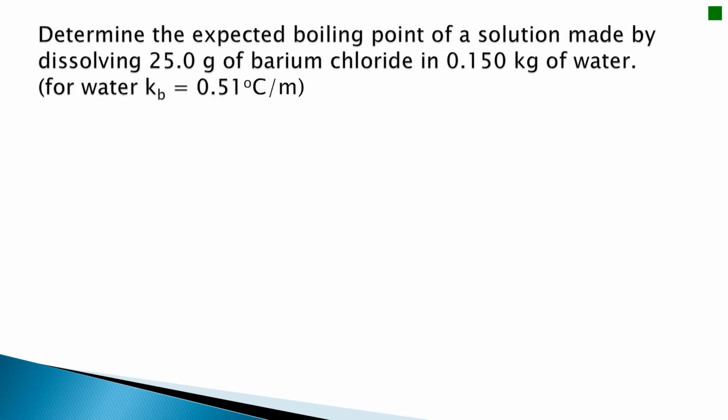So to do a problem, we're just going to start working on it. Determine the expected boiling point of a solution made by dissolving 25 grams of barium chloride in 0.15 kilograms of water. Okay, and then it tells us the boiling point constant for water. The first thing you need to do to use your delta T of boiling equals KIM is know your molality. To know molality, you first have to figure out the moles of barium chloride you used.